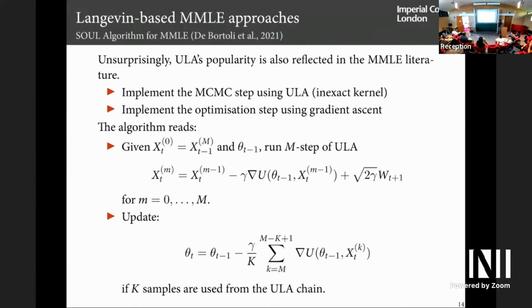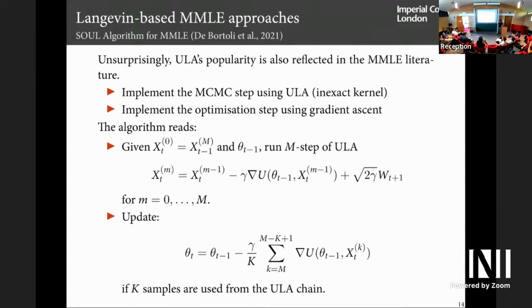So the algorithm basically reads as something like this. You can consider the final value of the previous chain here, right? You can start your chain at time t from this previous point. This is called the warm start. So for the MCMC step, you run a ULA chain for some time for fixed theta, and you get some samples. Then you can use k of them, discarding some initial samples maybe, to estimate this gradient.